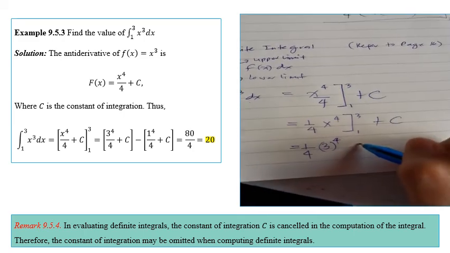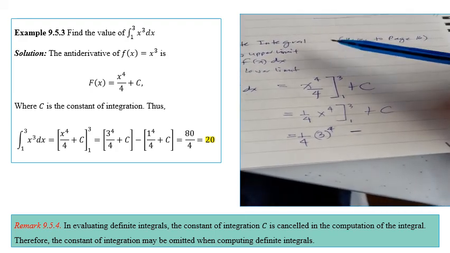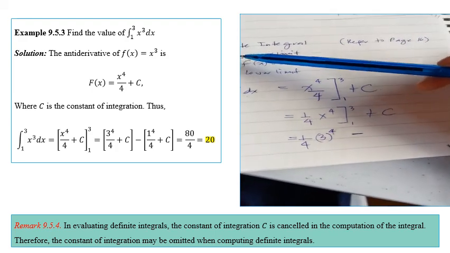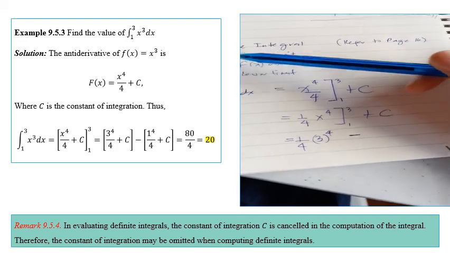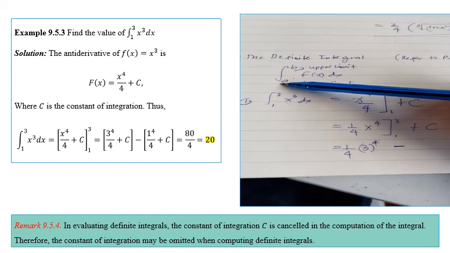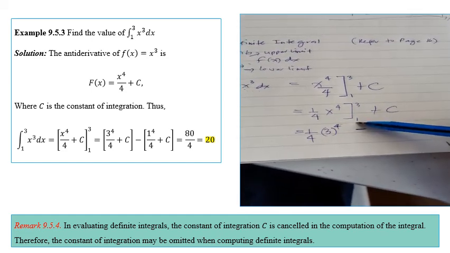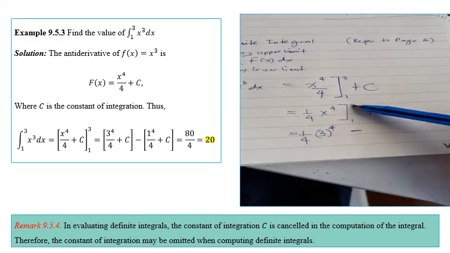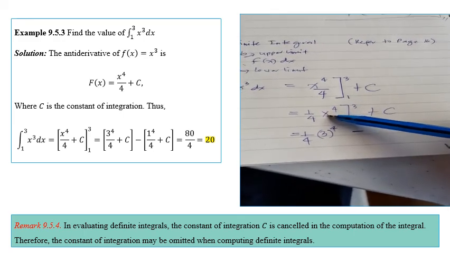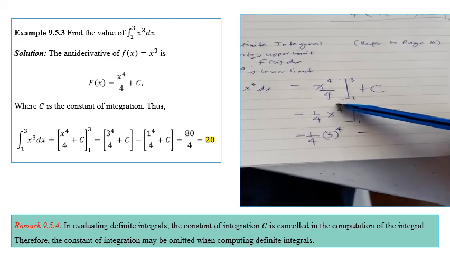And then, always, tandaan niyo rin yung minus. Kasi pag evaluate, upper limit minus the lower limit. So, lagi diyan, upper limit minus the lower limit. Ibig sabihin, pagkatapos niyo mag-substitute ng upper limit, minus, isa-substitute naman yung lower limit. Tapos kokopyahin niyo ulit ito.